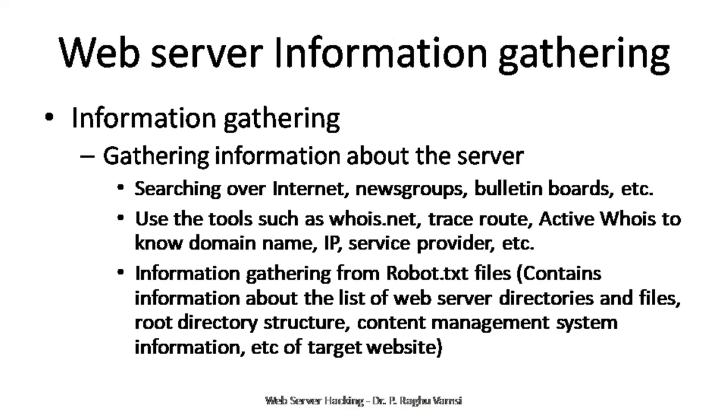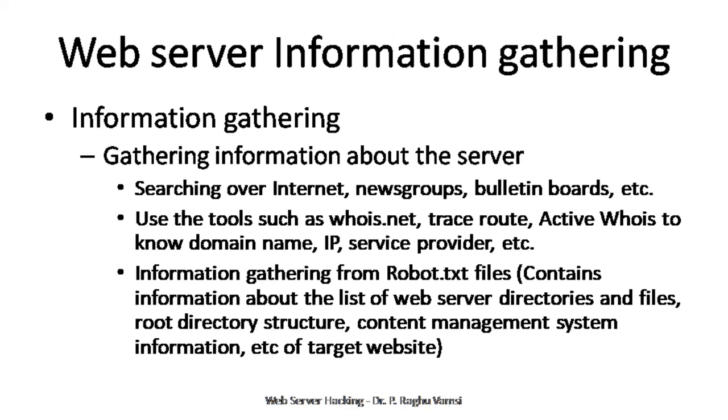Next is active whois. This is also a type of domain lookup in which you will find every piece of information about the domain you want. It will provide you the domain name, IP, service provider, who is the internet service provider, who is the domain service provider. Every piece of information you will get out of it. And in general, there will be .txt files available over the internet, where you will find information about the web servers, directories, and files, which is called robots.txt.